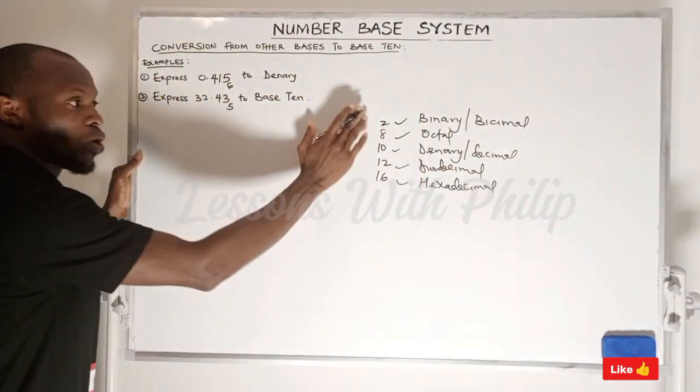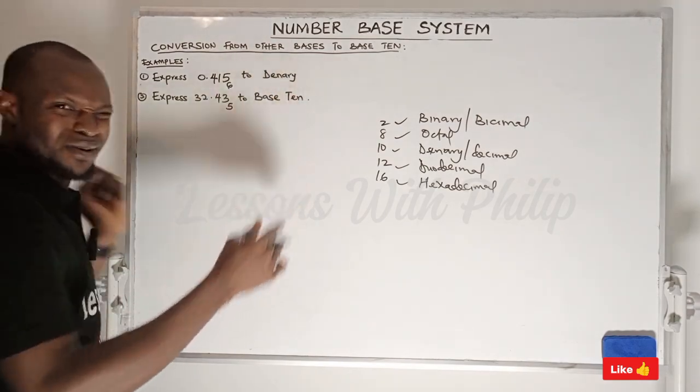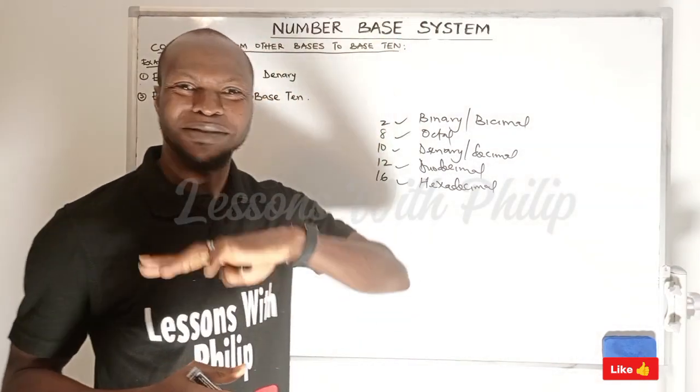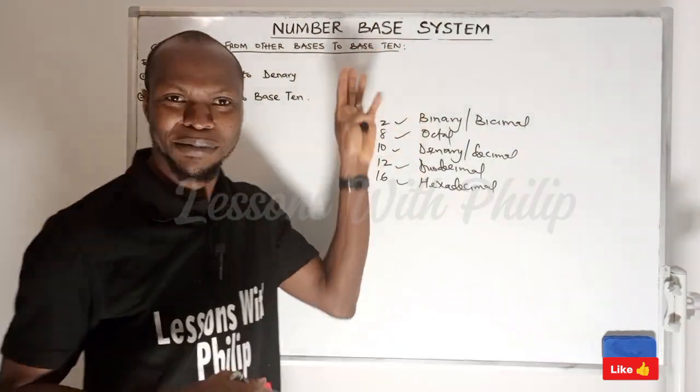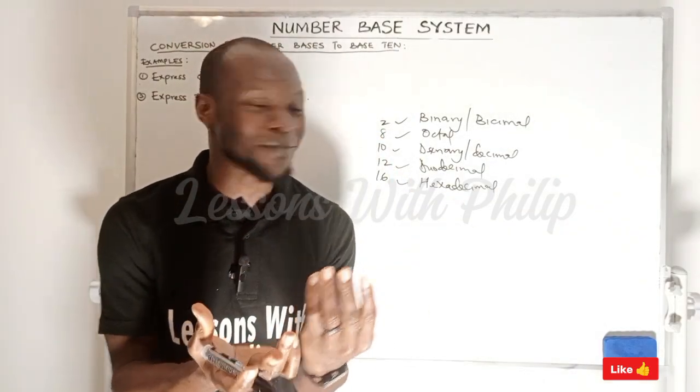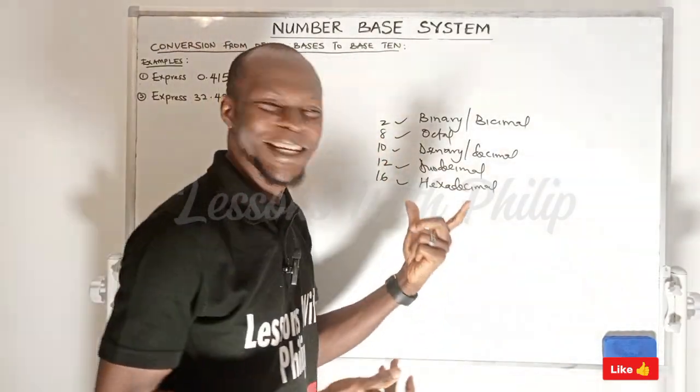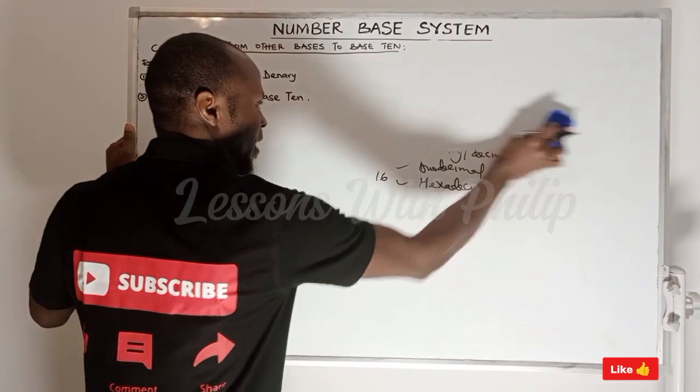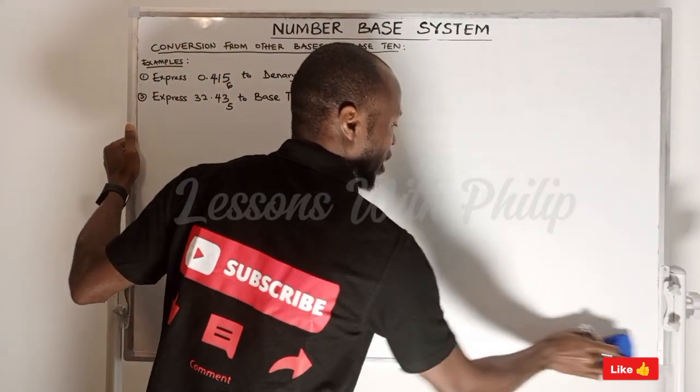There's a special name to all these bases. We have some other bases like base 17, base 18, base 4, but those ones do not have a special name. This one has a unique name, a special name. Alright? Now let's focus on our examples.